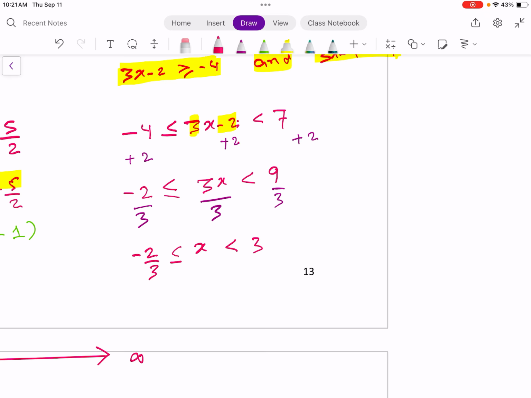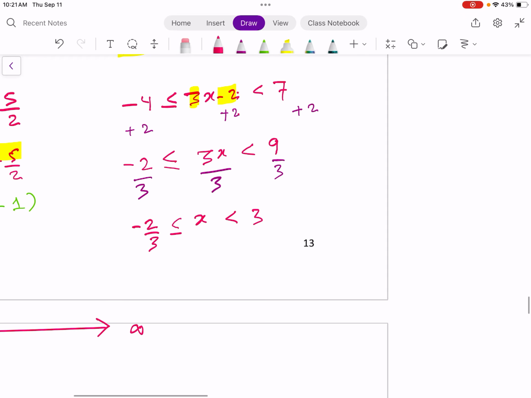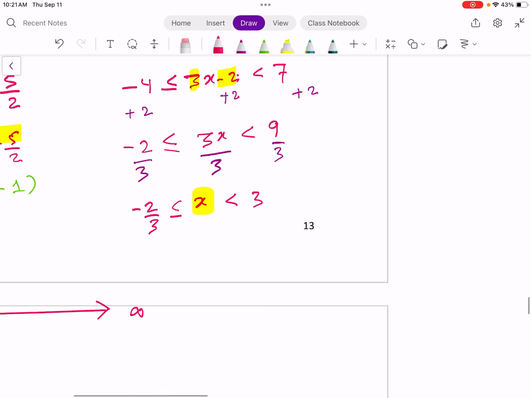Now how do we read this statement? So we always start from the variable. So our x, okay, x is a variable. So x is greater than or equal to negative 2 over 3 and is less than 3. So every number which is greater than or equal to negative 2 over 3 and less than 3 is a solution for this inequality.